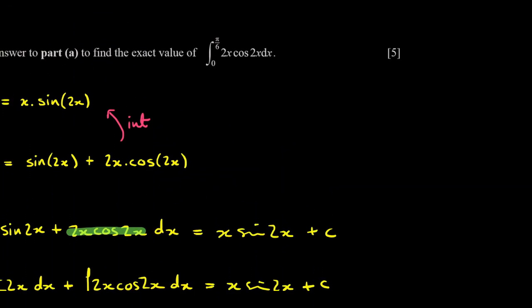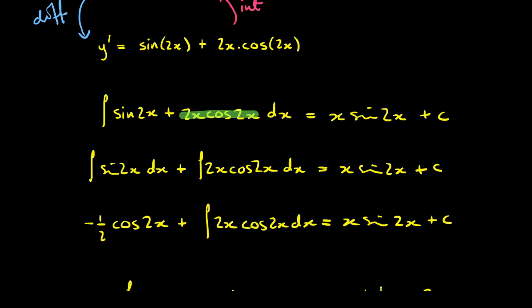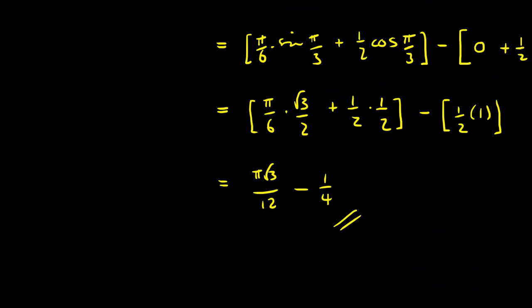Does it ask for exact form? Let's go up. Yes, find the exact value. Right, so I get pi root 3 upon 12 minus a quarter. I'm just going to check that answer. Pi root 3 upon 12 minus a quarter. Yep, that's correct.